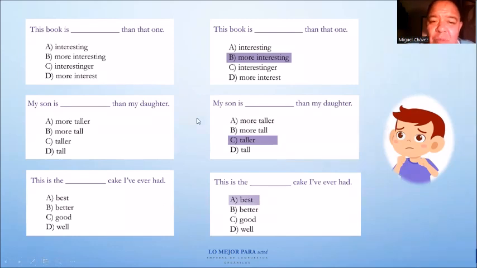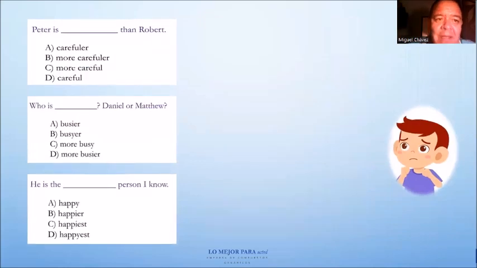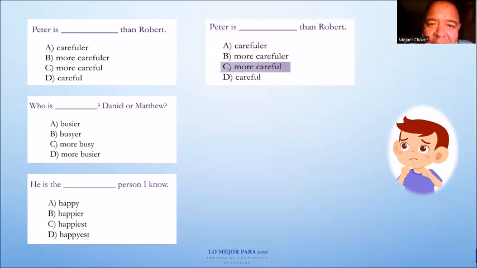Remember that we have two forms, comparatives and superlatives, but they have some rules. Okay, what is the alternative that completes the first exercise for this second slide? Peter is more careful than Robert. Thank you, Carla. Yes, more careful. Thank you, Carla. Thanks a lot.